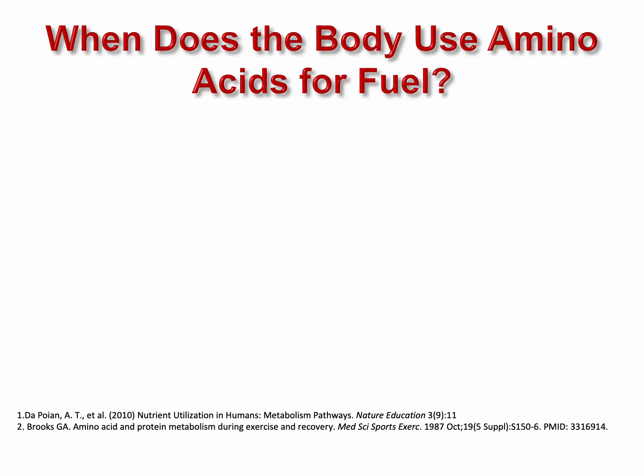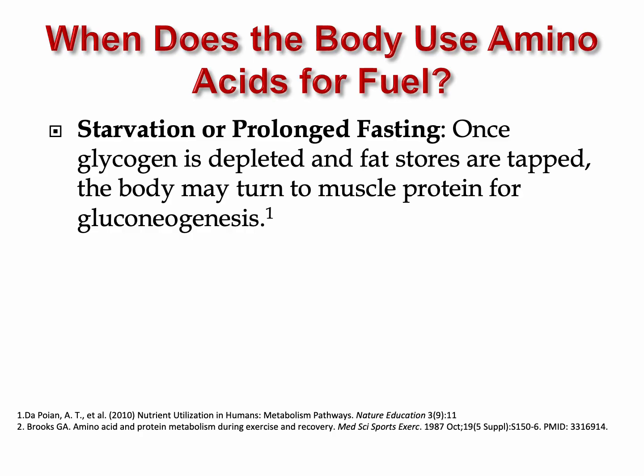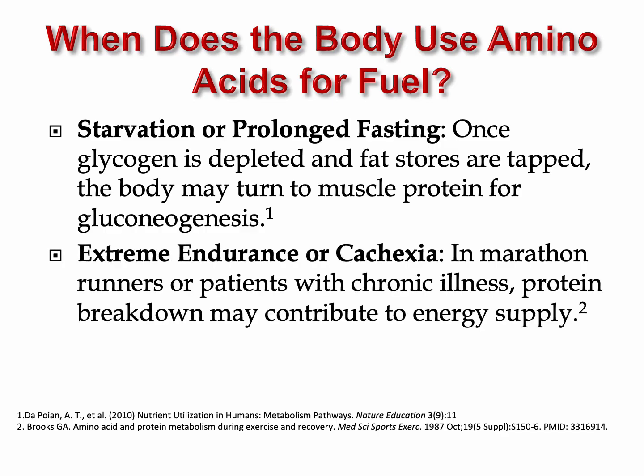Now, when does the body use amino acids for fuel? In starvation or prolonged fasting, once glycogen and fat are exhausted, the body resorts to muscle protein for glucose production via gluconeogenesis. In extreme endurance or cachexia, protein breakdown contributes to energy, often at the cost of muscle mass and functional integrity.